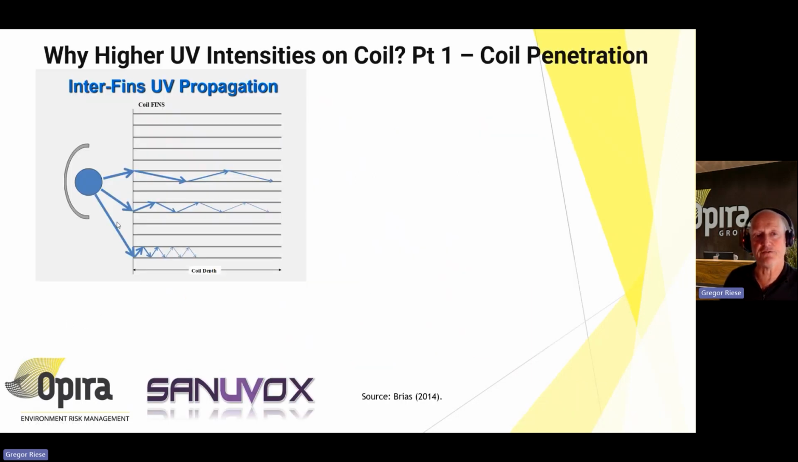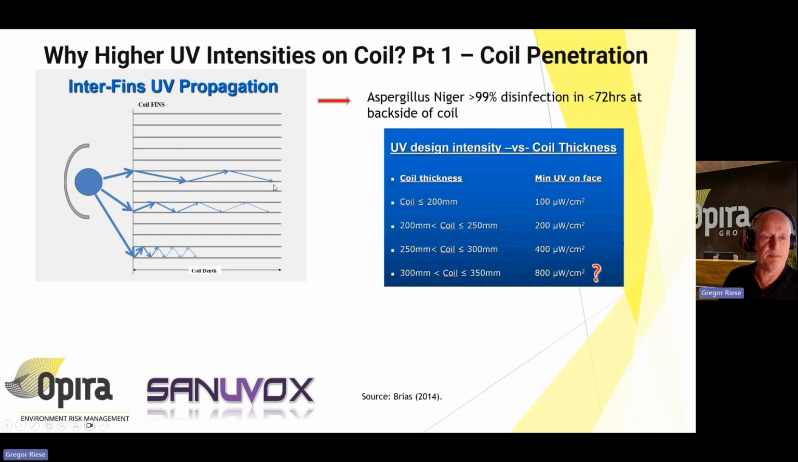Now, you may want to have higher UV intensity on very, very thick coils. This is a diagram showing UV penetration in a coil, and when you're getting above 350 millimetres in thickness, you're starting to have to increase the power significantly if you're irradiating one face. Our solution is to install lamps on both sides of the coil at 250 microwatts, and that meets all requirements for any size coil.